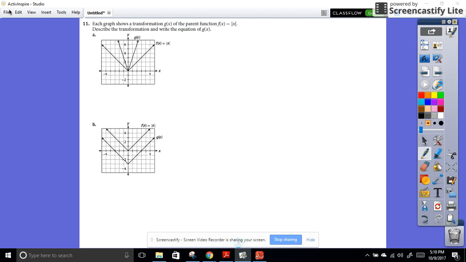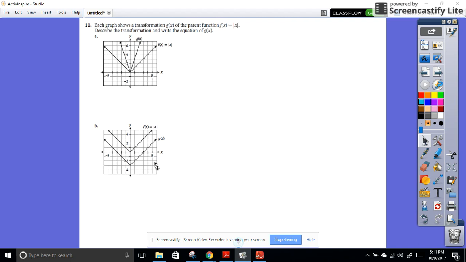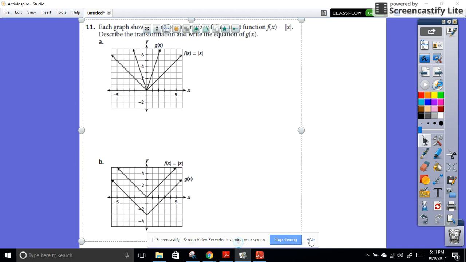Okay, so what's going to happen? Each graph shows a transformation g of x of the parent function. Describe the transformation. Okay, so we'll make these just a little bit bigger, so it'll be easier to see. Looks like we have the absolute value, right? And it looks like it's gone in like this. The parent function has gone in. What are we doing? It's a compression.